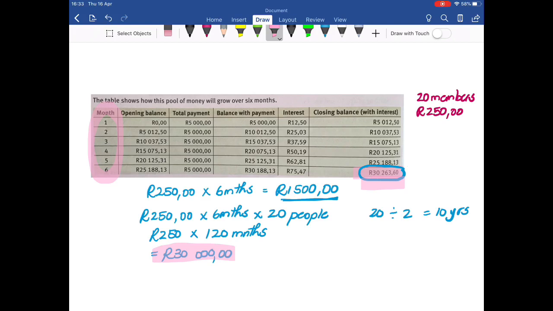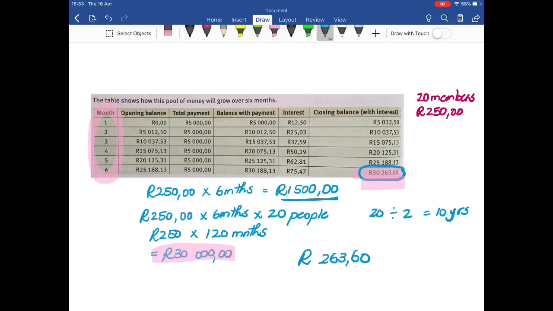So if this person went and invested 250 Rand a month for 10 years, they would have 30,000. So the gain in this is basically only 263 Rand 60. So why would people think of doing it like that?